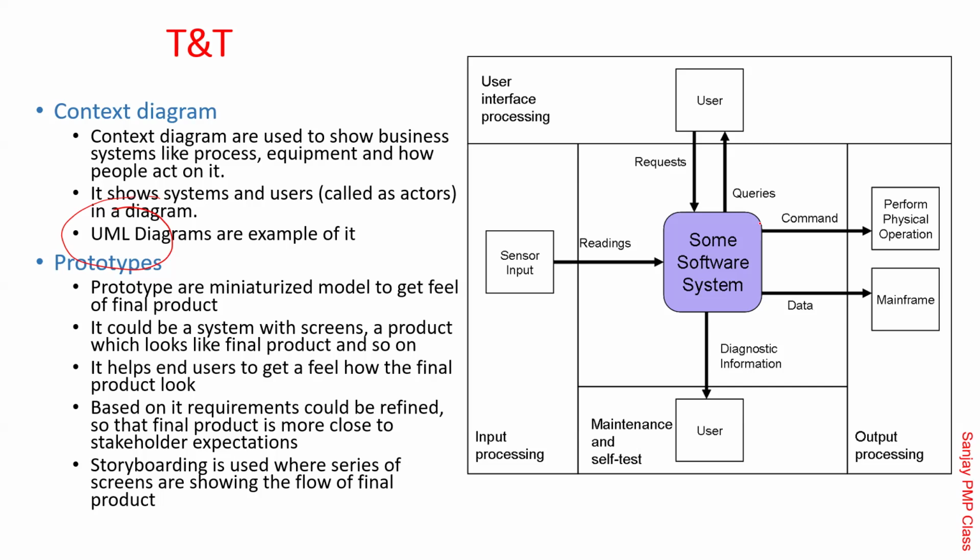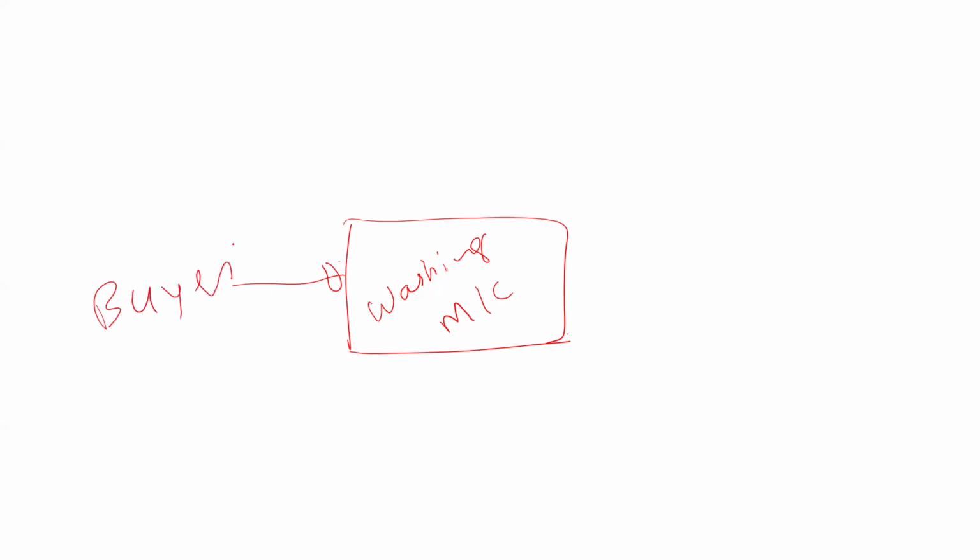If you want, in simple terms, again we'll take the example of a washing machine. So the team in Samsung is designing the washing machine. In the context diagram they will say who the users are. Users are the buyer, who is going to buy that particular washing machine. Then the homemaker, the lady who is the homemaker.